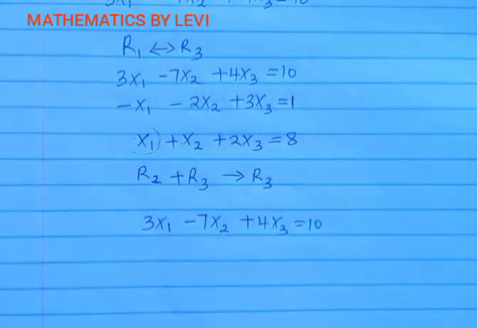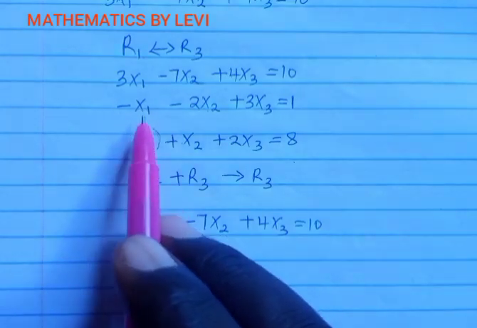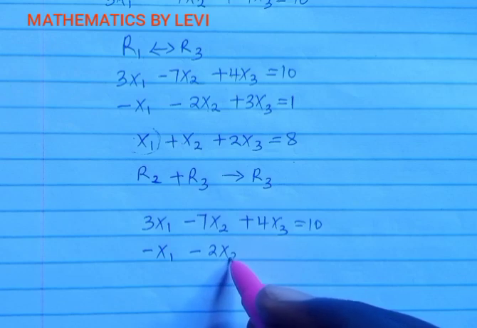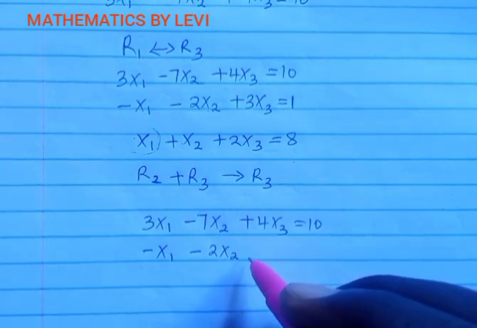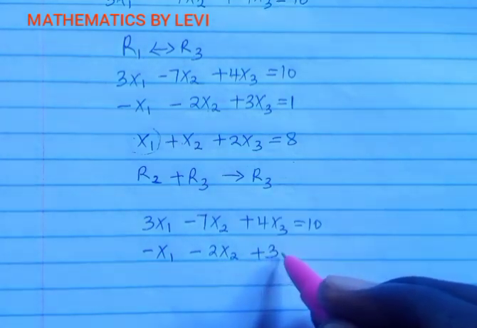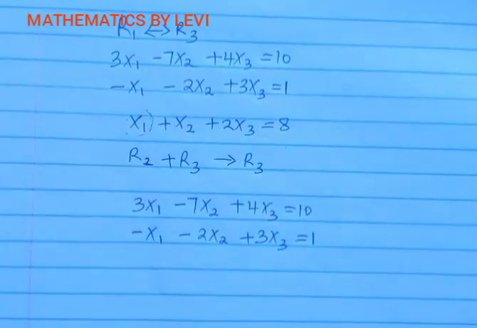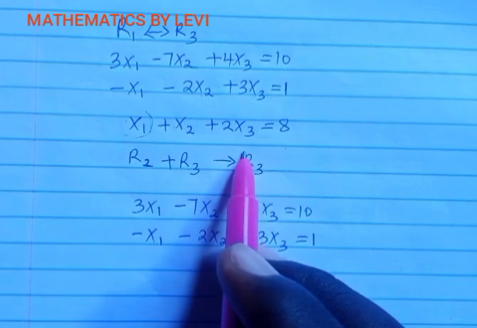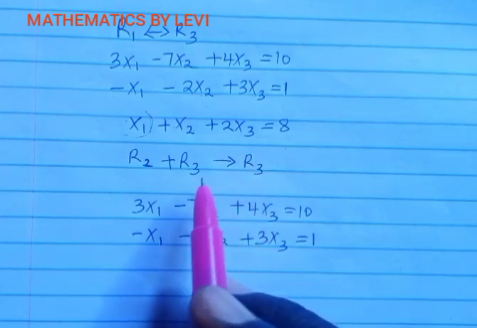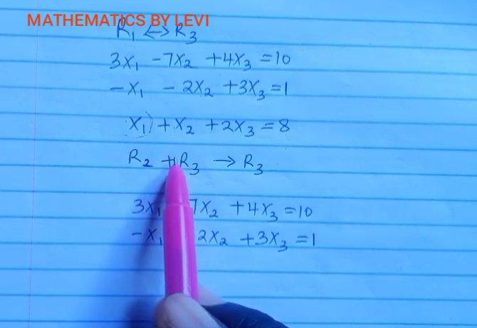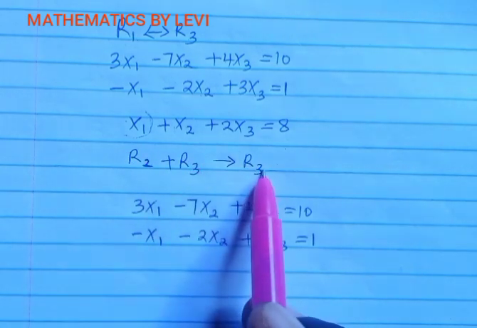Then our second row has not changed. We have negative x1 minus 2x2 plus 3x3 equals 1. Now, our third row, which is the one that is new, we obtain by adding row 2 with row 3 to obtain our new R3.